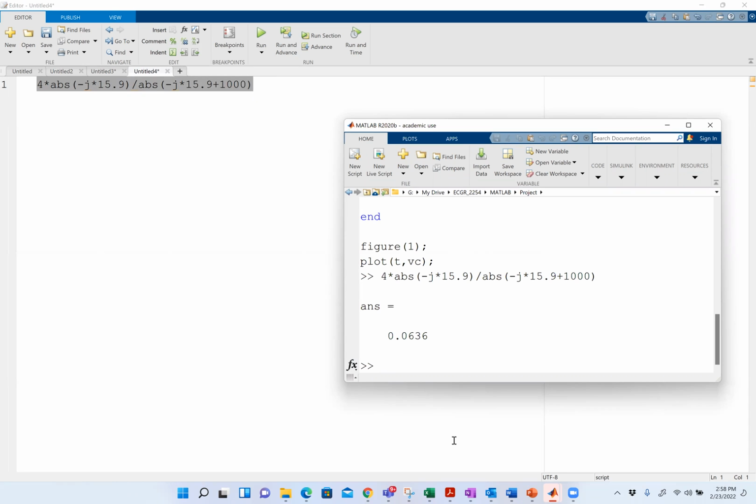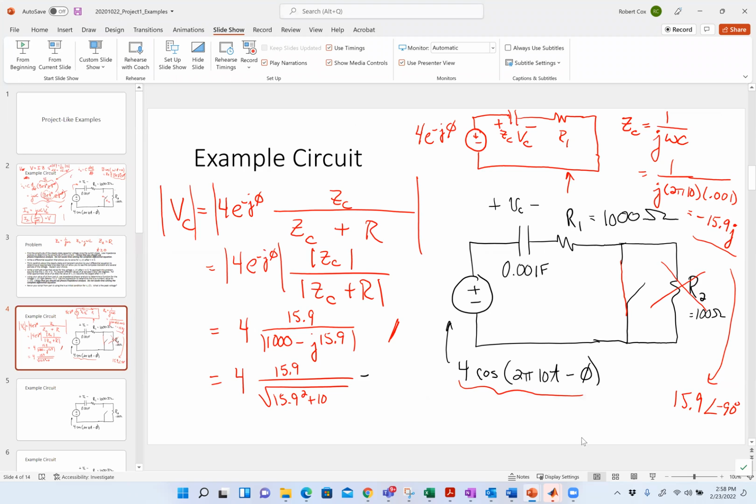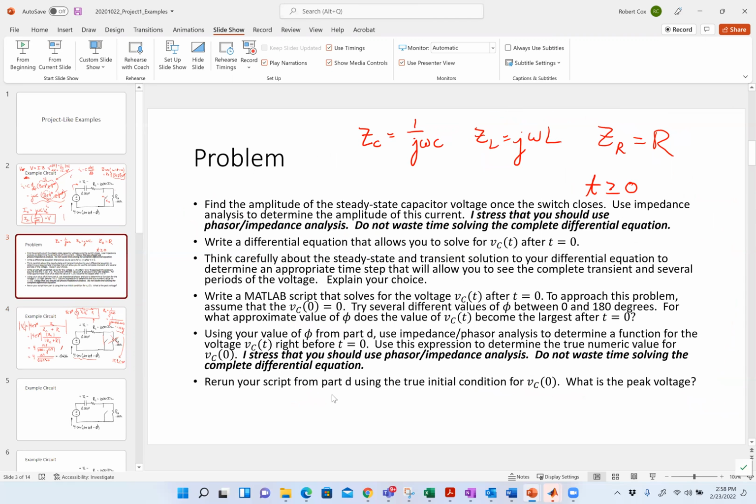If I go back to my PowerPoint, this guy is 0.0636. What is that again? It's the magnitude of the phasor, the amplitude of whatever that cosine is going to be. Once you get comfortable with it, you can see that's a lot faster than writing differential equations and going through that whole process. We don't need to go through that difficulty if we don't have to.